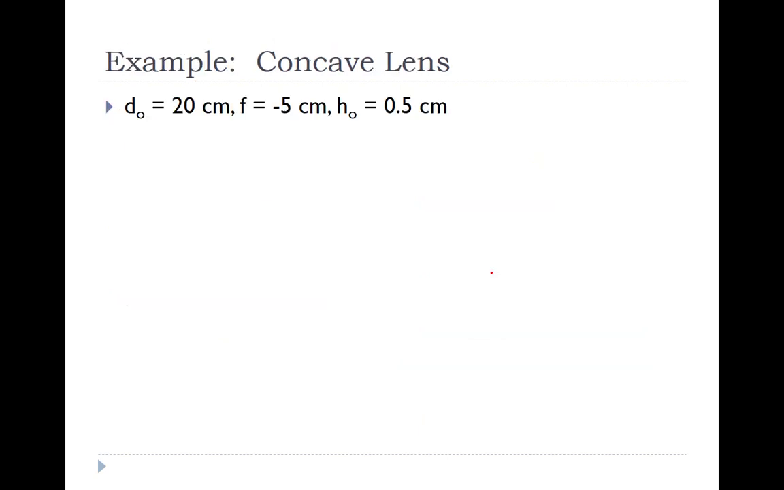For our first calculation, we're going to work with a concave lens. The object distance is 20 centimeters, the focal length is -5 centimeters, and the object height is 0.5 centimeters.